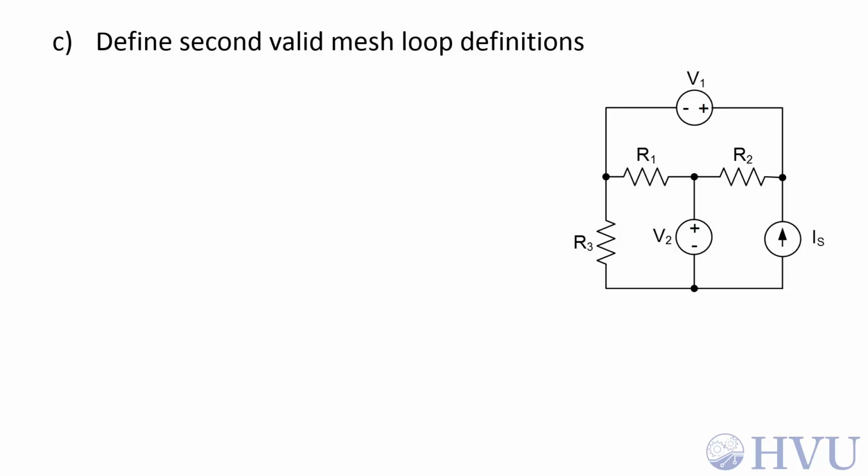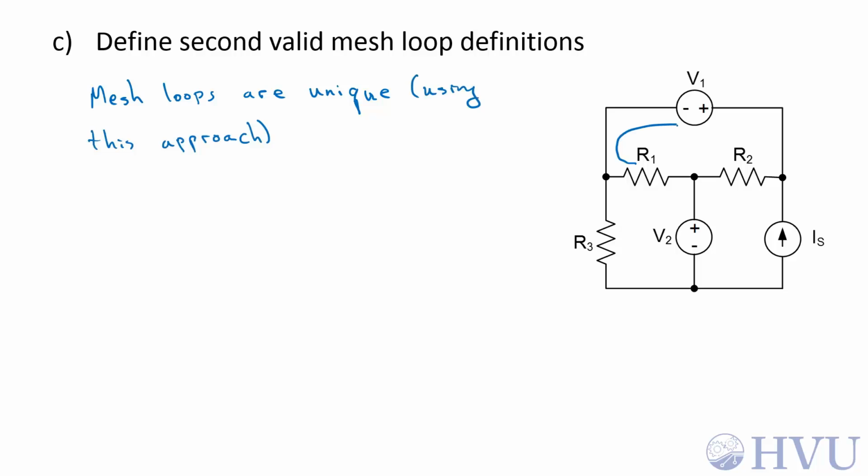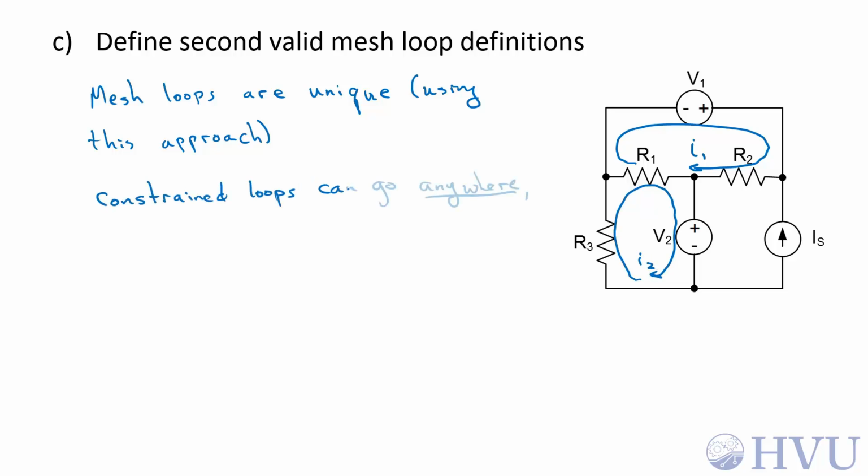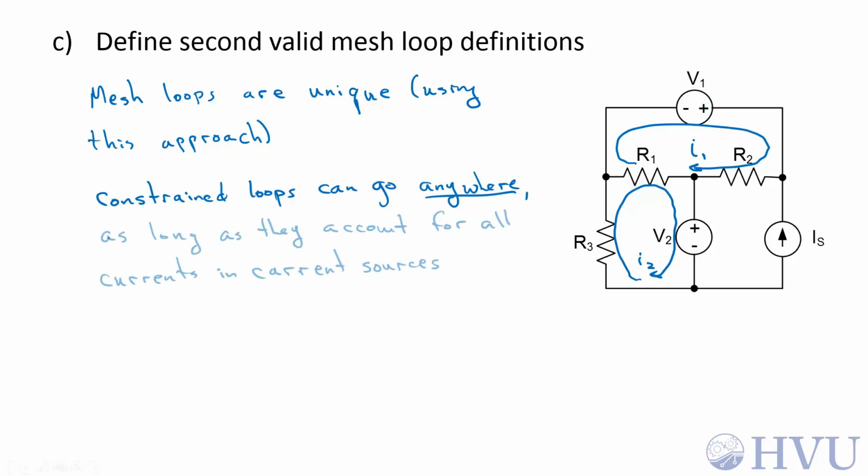To emphasize that the constrained loops are somewhat arbitrary, let's do this problem a slightly different way. My mesh loops are more or less unique if you use the approach that I'm presenting here. So this is going to be a mesh current. I called that I1. There's no reason to change that variable name, and this is I2. The constrained loops can go anywhere as long as they account for all of the currents in the current sources. So my only rule is that my constrained loop has to go this direction through that source.